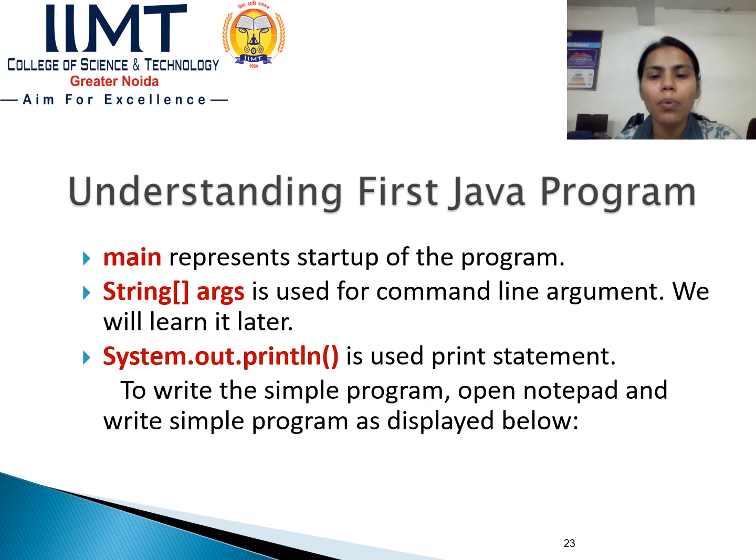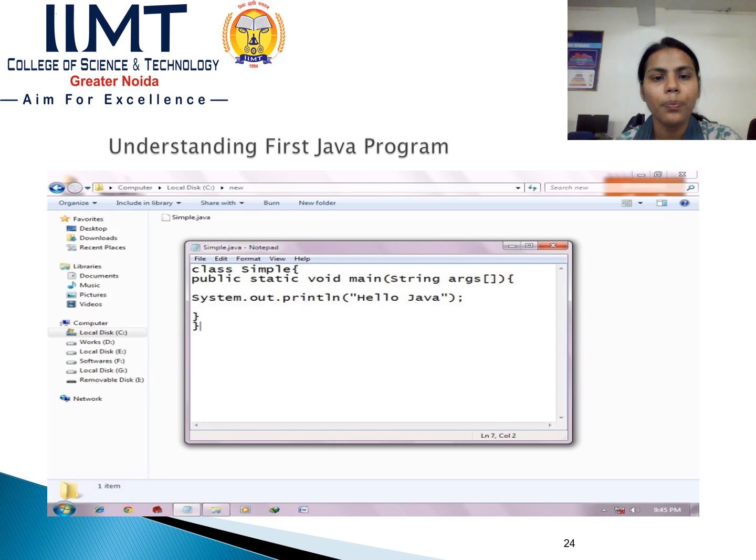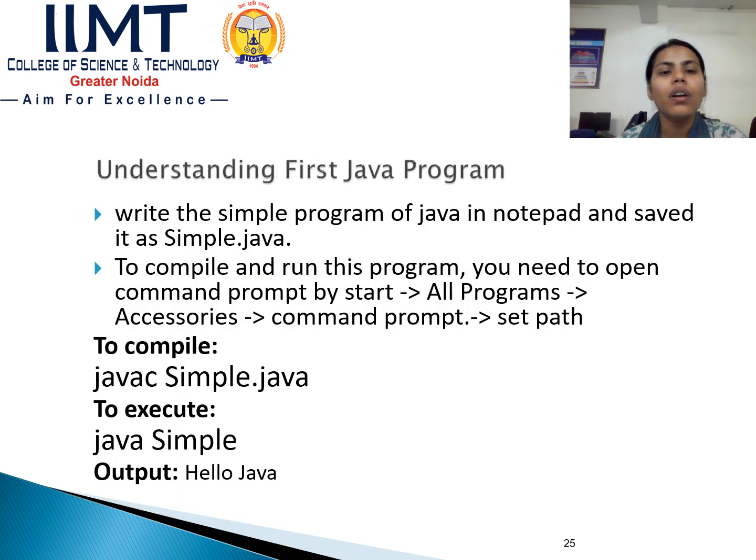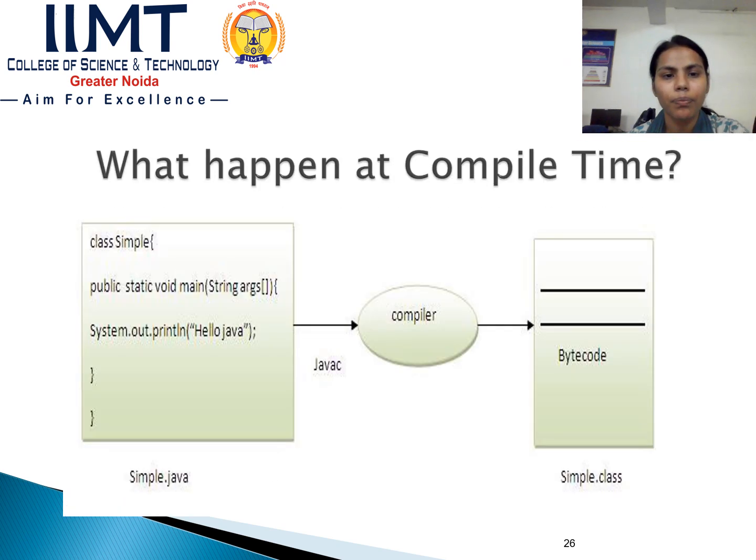To write the simple program, open Notepad and write the simple program as displayed in the window. Now, write a simple program of Java in Notepad and save it as Simple.java. To compile and run this program, you need to open the command prompt by Start, All Programs, Accessories, Command Prompt, and set the path. To compile the Java program, javac Simple.java. To execute, java Simple, and the output is Hello Java.